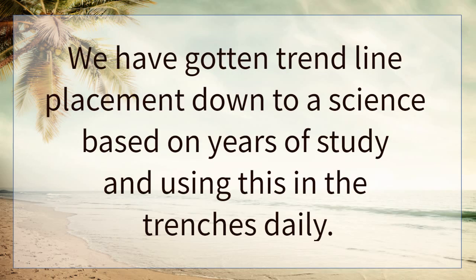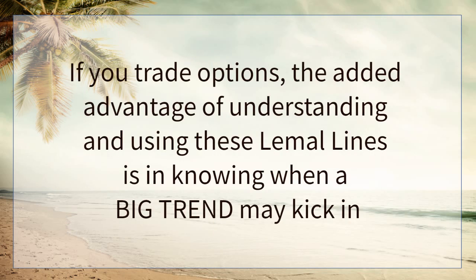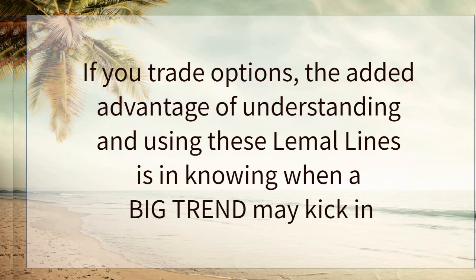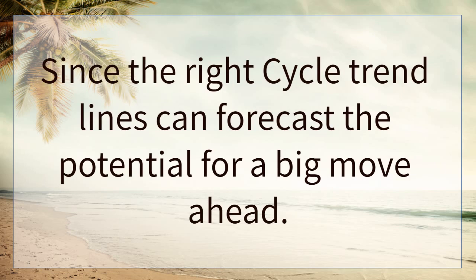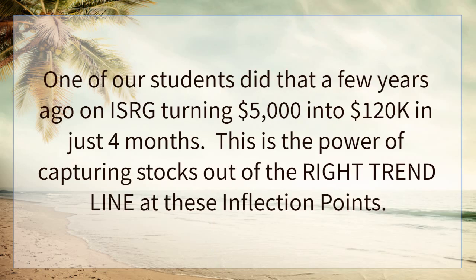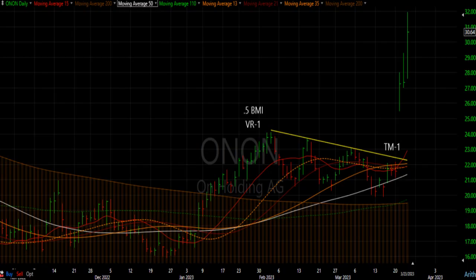We have gotten trend line placement down to a science based on years of study and using this in the trenches daily. If you trade options, the added advantage of understanding and using these level lines is in knowing when a big trend may kick in, and by buying in these cycle-generated price squeezes, it can allow you to buy options on a stock significantly out of the money and hit home run trades, since the right cycle trend lines can forecast the potential for a big move ahead. One of our students did that a few years ago on ISRG, turning $5,000 into $120,000 in just 4 months. This is the power of capturing stocks out of the right trend line at these inflection points.